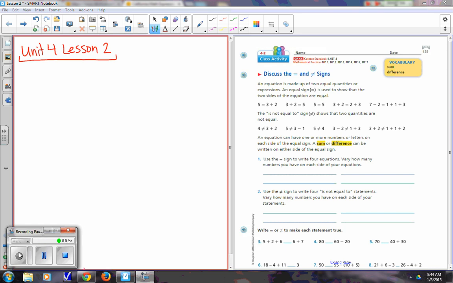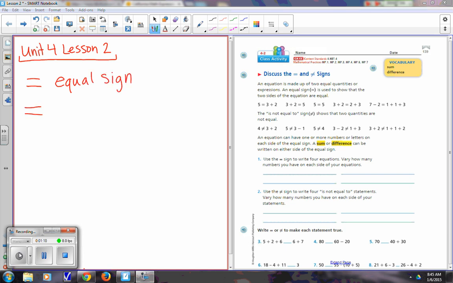Go. As it says in our definition on page 139, an equation is made up of two equal quantities or expressions. So an expression is a number or numbers that holds value. Okay? An equal sign is used to show that the two sides of the equation are equal, kind of what we talked about yesterday. It's got to be balanced, both sides. If it's not equal, it's not balanced, right? So we show that with this, which is an equal sign, just for the basics of it all.